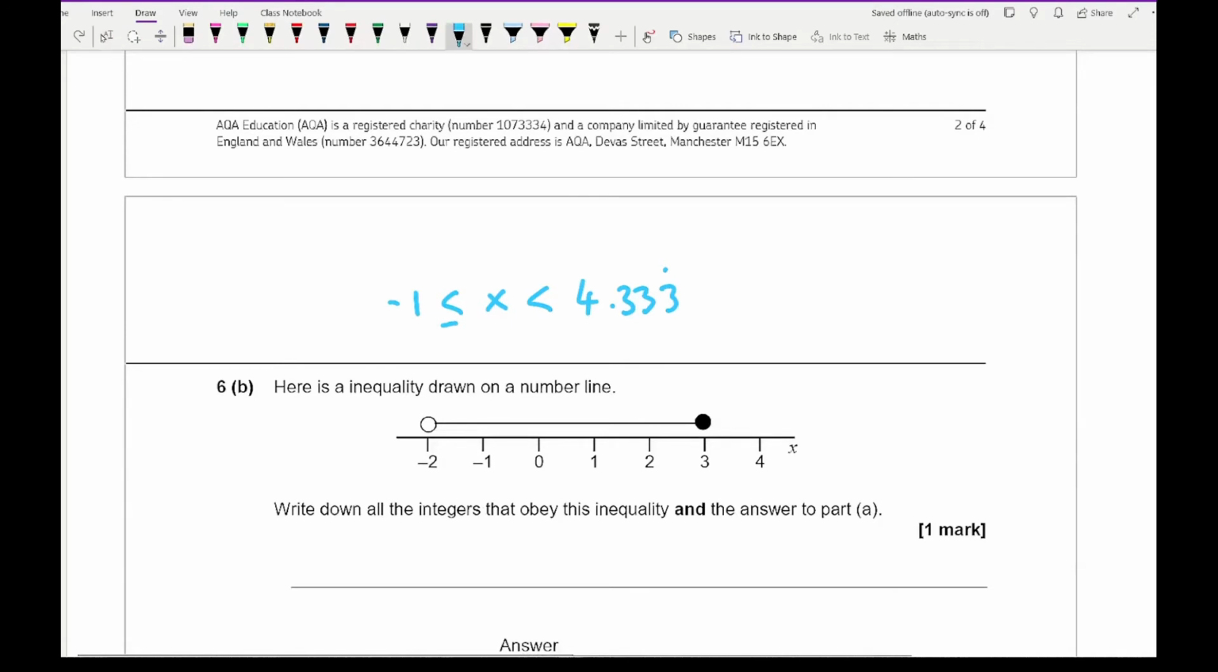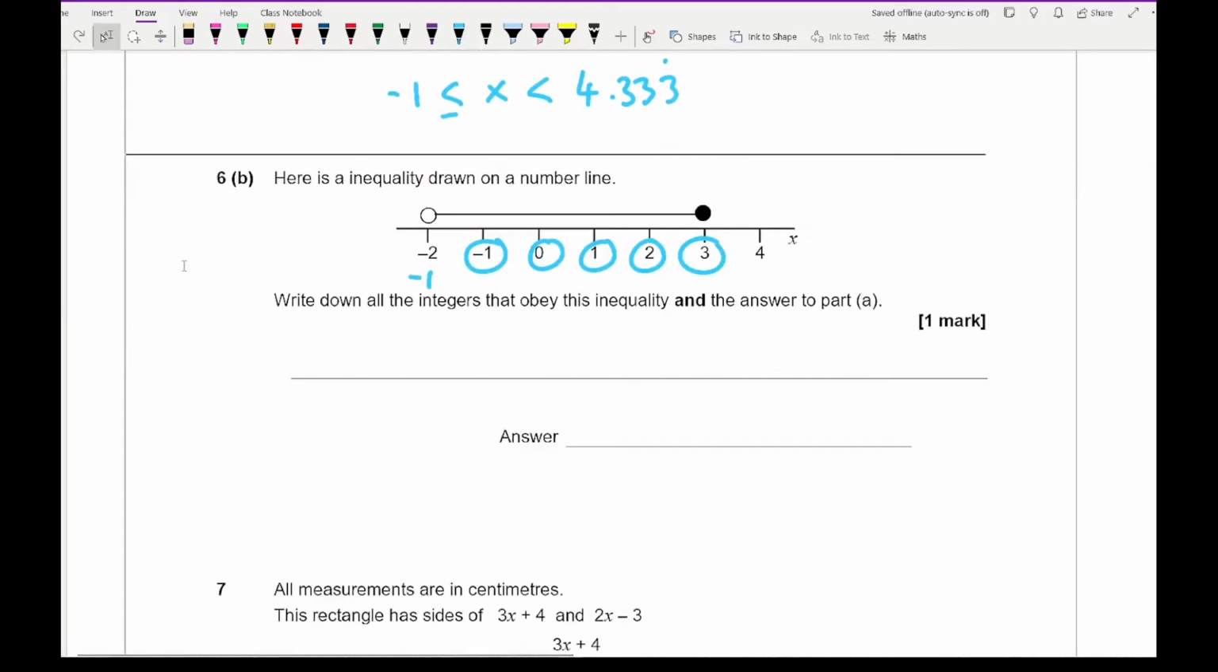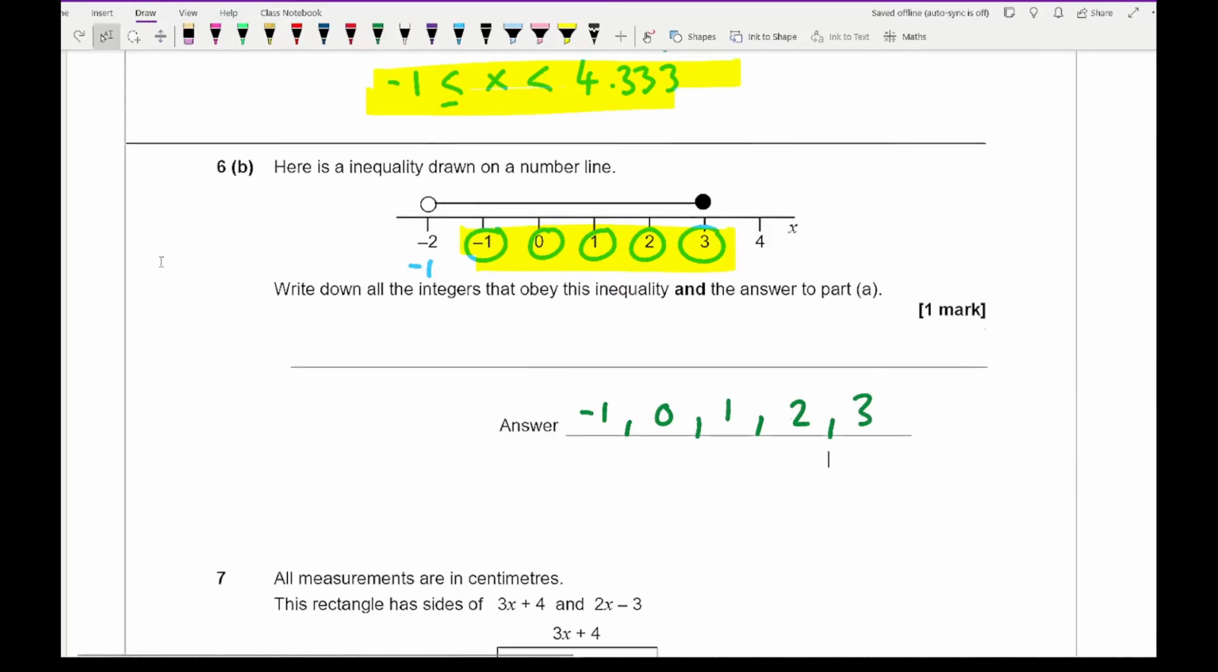Now the integers that satisfy this one are -1, 0, 1, 2, and 3. So for this, I need to make sure that it's within the range of A and it's within these numbers. So I'm looking for which numbers satisfy both. So it's going to be -1, 0, 1, 2, and 3. Now, coincidentally, that is just the integers that satisfy the number line, but it's obviously worth double checking to make sure that you've looked at the range of values in 6a.